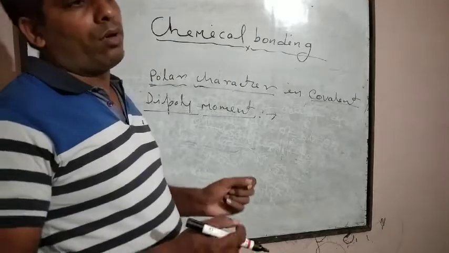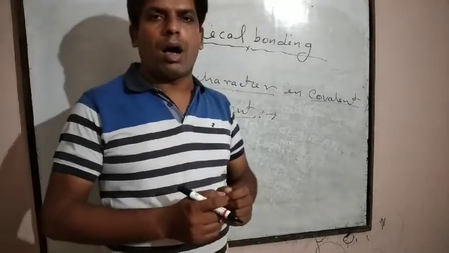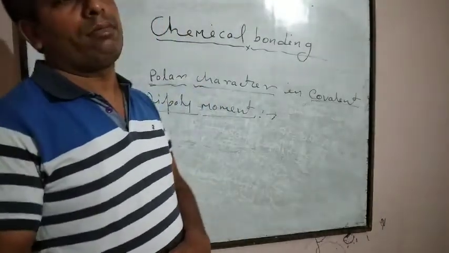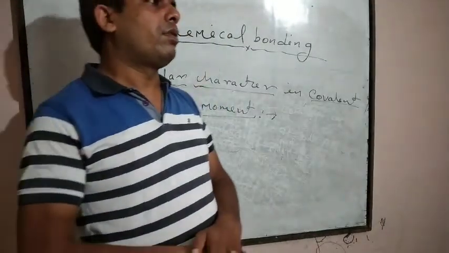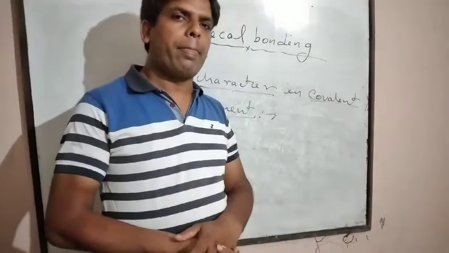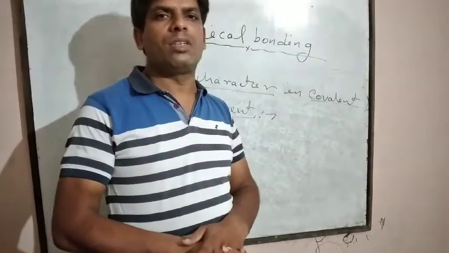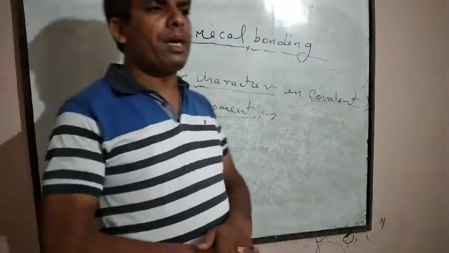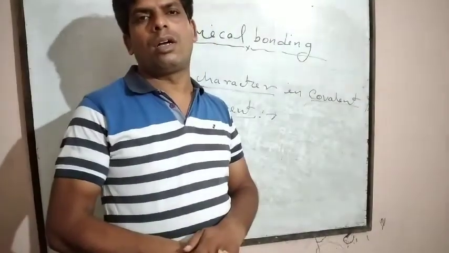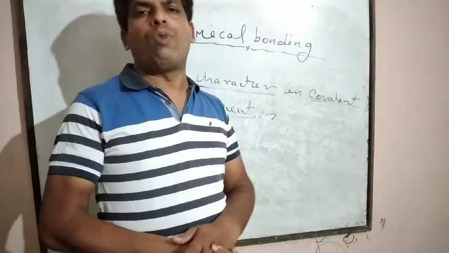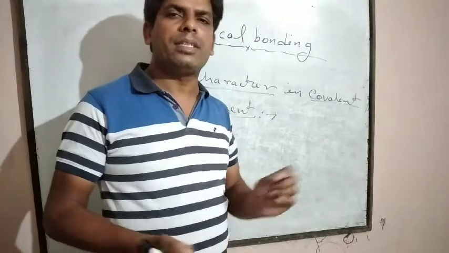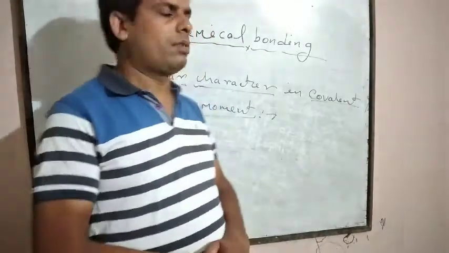If two charges are taken, in which one is positive and another is negative, and the distance between the two charges is d, then the magnitude of dipole moment is equal to the quantity of one charge multiplied by the separation between the two charges.